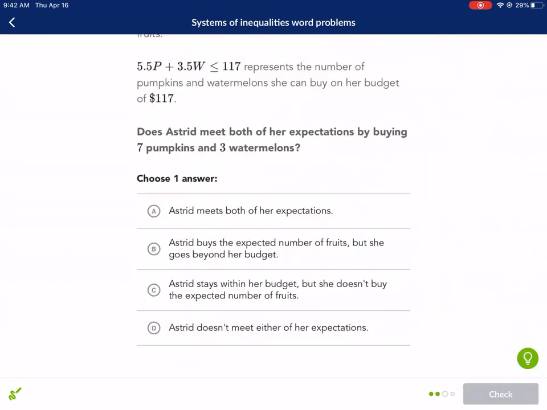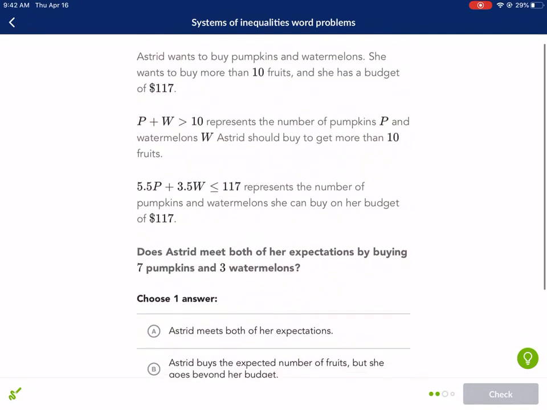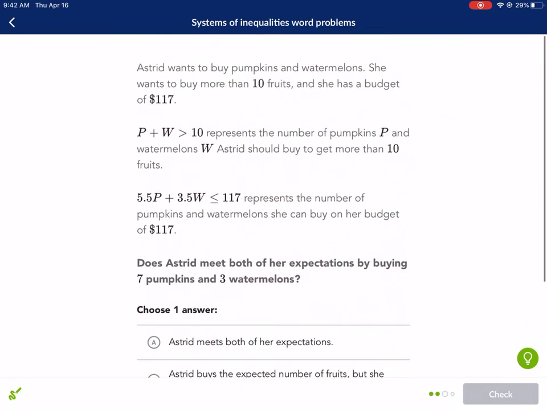Okay, let's go ahead and do one more, just so you can understand every one of these types of problems. Astrid wants to buy pumpkins and watermelons. She wants to buy more than 10 fruits, and she has a budget of $117. P plus W needs to be bigger than 10, represents the number of pumpkins and watermelons Astrid should buy to get more than 10 fruits. 5P plus 3.5W is less than or equal to 117, represents the number of pumpkins and watermelons she can buy on her budget of $117.